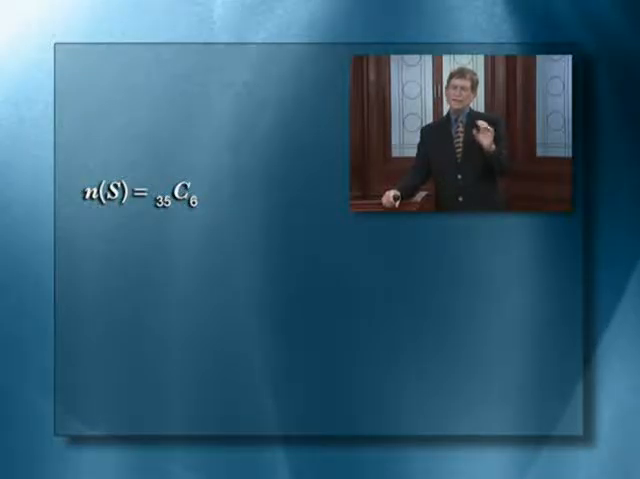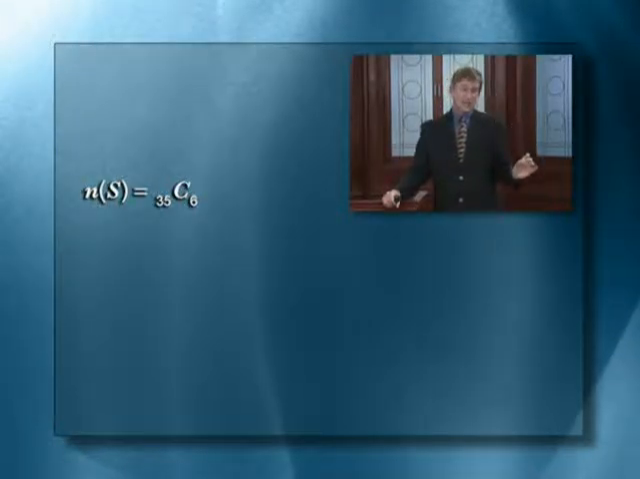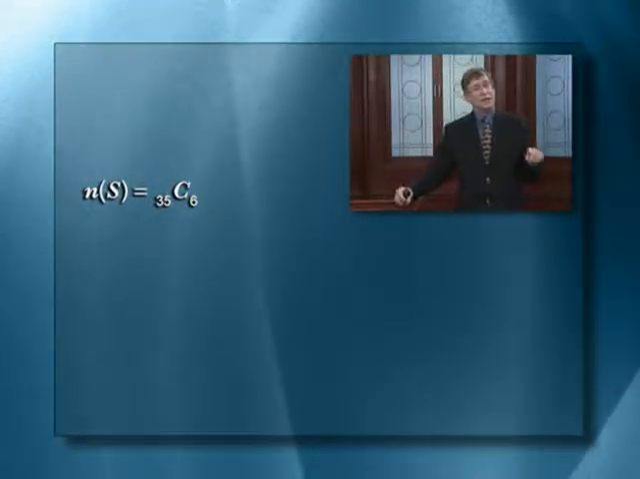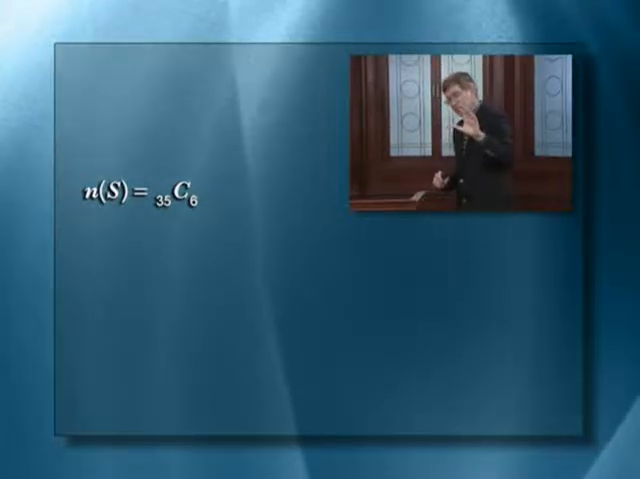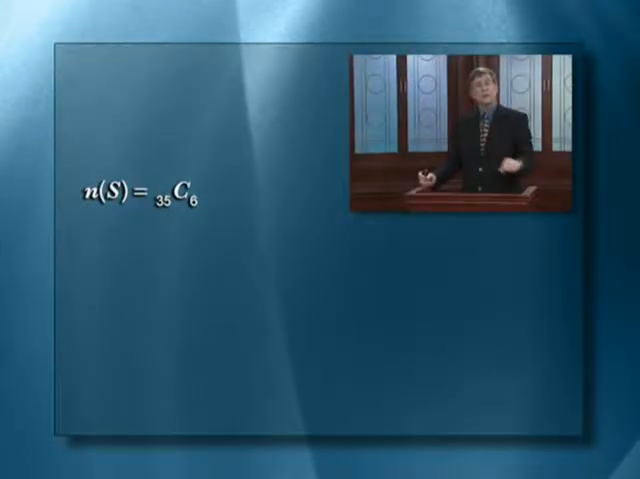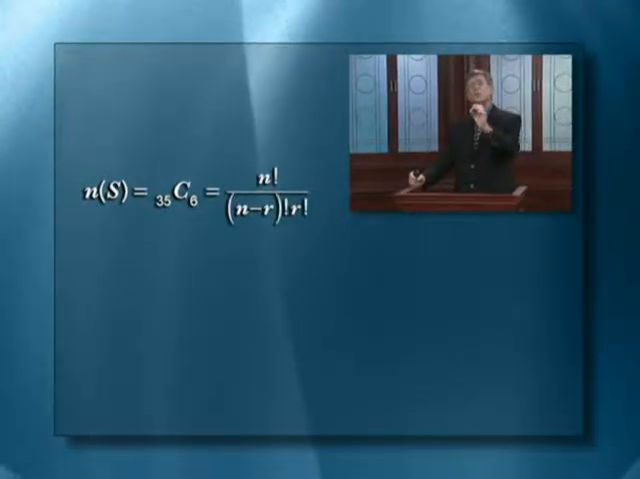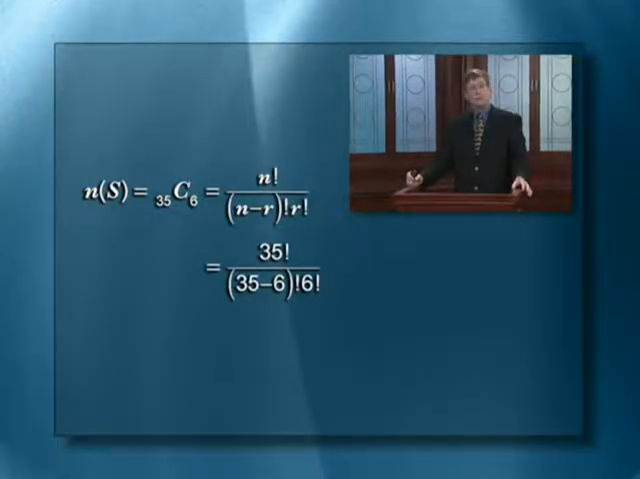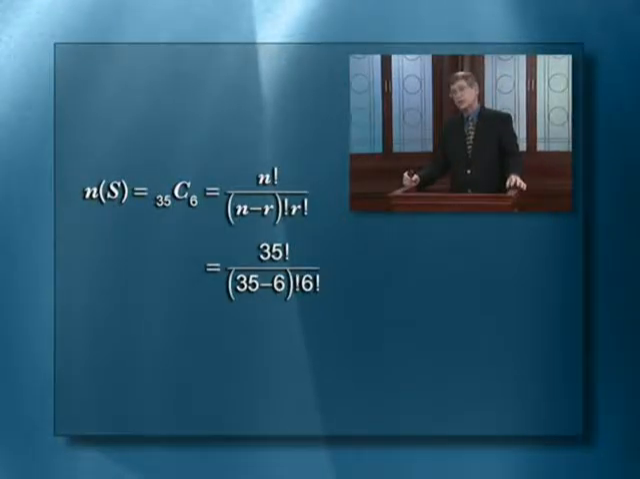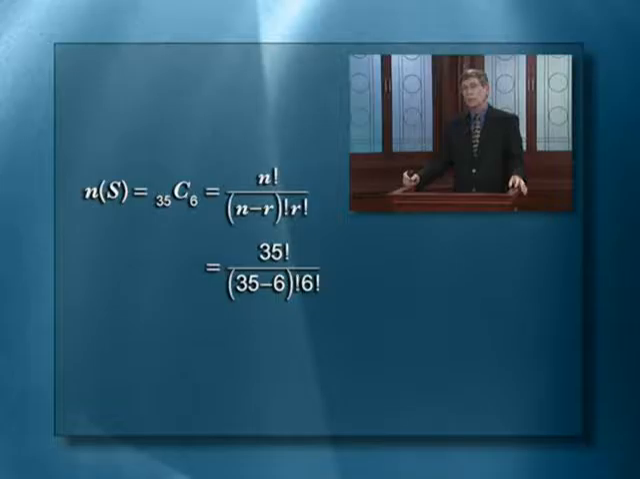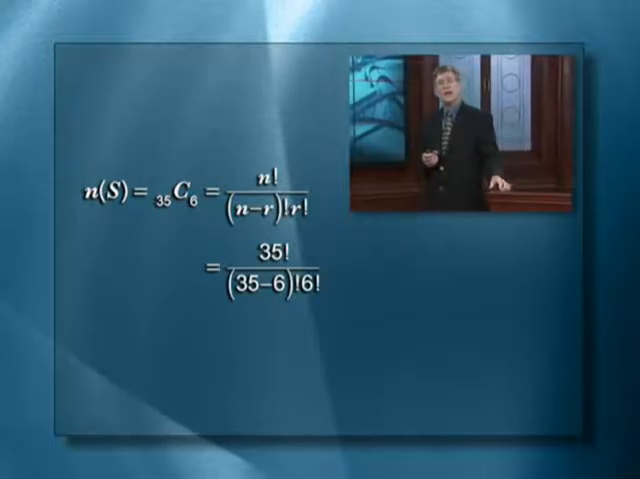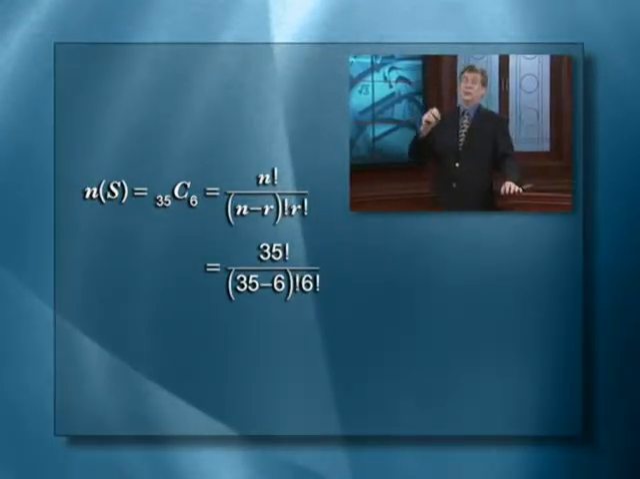That would be n of S in our notation. And it's 35C6. Remember that notation for combinations? It's a capital C and there's a 35 on one side and a 6 on the other. It's a calculation that's actually built into calculators, but we can at least show the numbers right now. The numerator would be n factorial, that's 35 factorial, and the denominator is n minus r factorial, or 35 minus 6 factorial, times r factorial, which is 6 factorial. So it's 35 factorial divided by 29 factorial times 6 factorial.